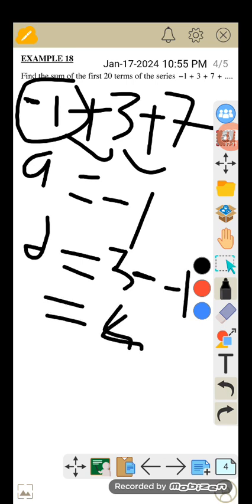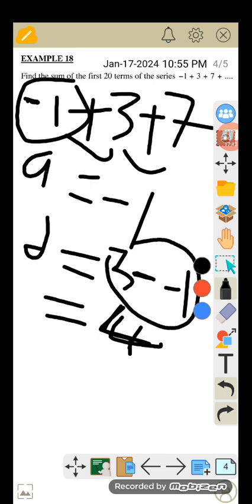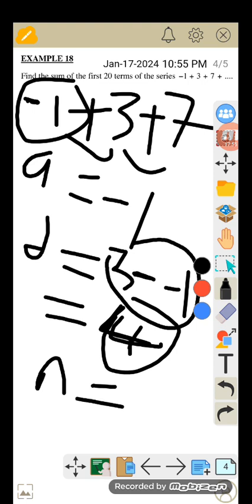It is important for you to show this calculation. Do not just skip to the answer. Show the examiner that you know your stuff, so that he can give you full marks. My n is the number of terms. They told us that we must find the sum of 20 terms, which means our number of terms is 20. So I'm going to put 20 here.